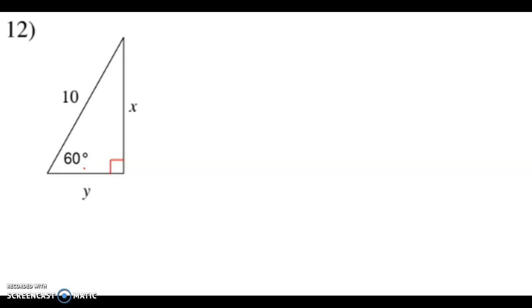All right, here we need to solve for the missing sides, x and y. So first thing we've got to do is recognize this is a 30-60-90 triangle, and that gives us the side ratios of 1 to root 3 to 2.